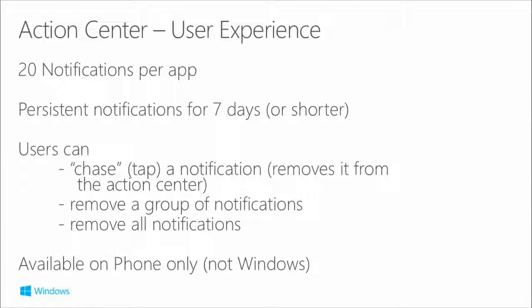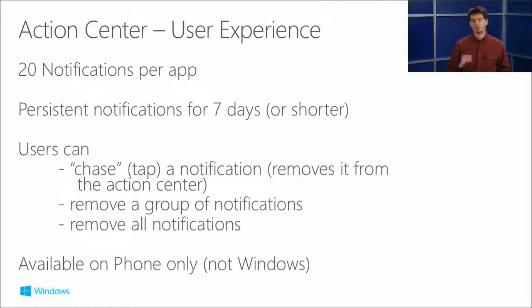So, the Action Center user experience. This was a hugely important request from our users. And so we've implemented it in Windows Phone 8.1. For the Action Center, you can send up to 20 notifications, stored in the Action Center per application, and those notifications will be persistent for 7 days or possibly shorter if you start running out of room. Or the users can clear a notification by tapping on it, and that's going to remove it from the Action Center. It'll open up the application. You can remove a group of notifications, or you can remove all of the notifications. This is available on Windows Phone only. We don't have a notification center on Windows yet.